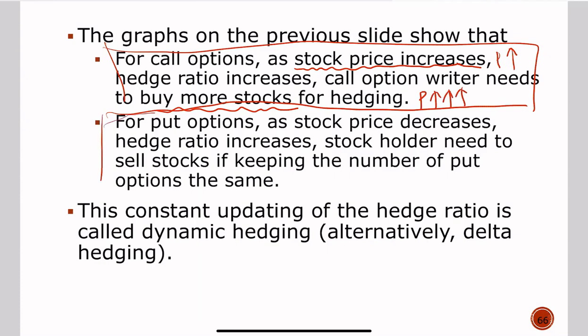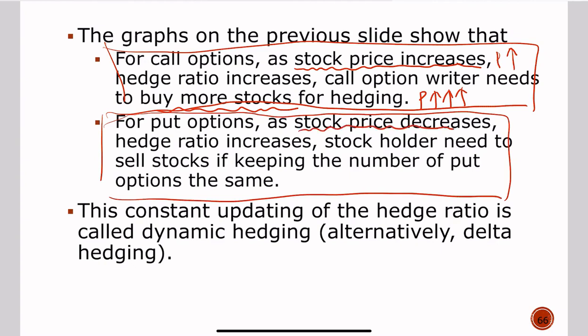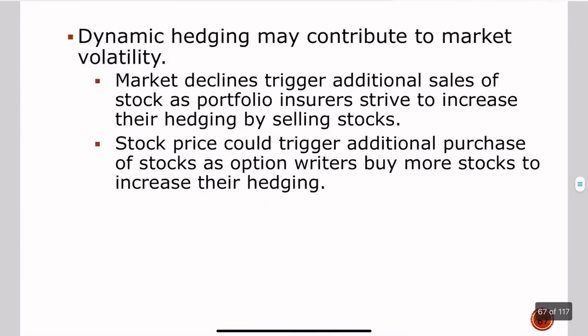If you look at the second case of the put option hedging, what you can see here is as stock price decreases, stockholders will need to sell stocks. This means if price decreases, then more selling will come. So stock price will decrease even more. So the implication here is like this. This hedging technique will increase market volatility.